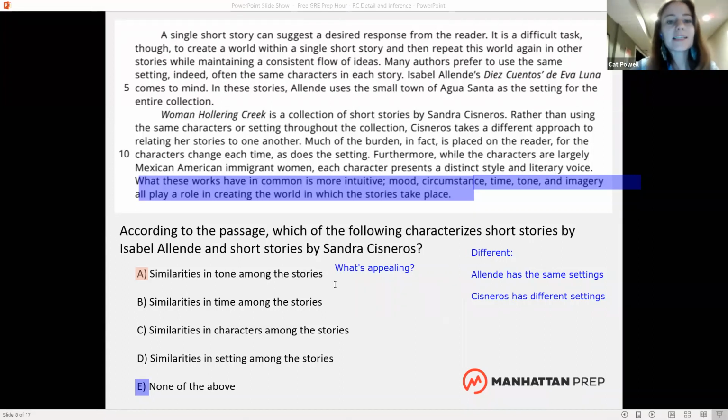Yeah, it says what these works have in common is more intuitive, and it mentions tone. So tone is in there for sure. So why is A not our right answer? I just told you guys E is right. A lot of people like D. And I see that this last sentence says it's about similarities and it mentions tone. So why is A not right?